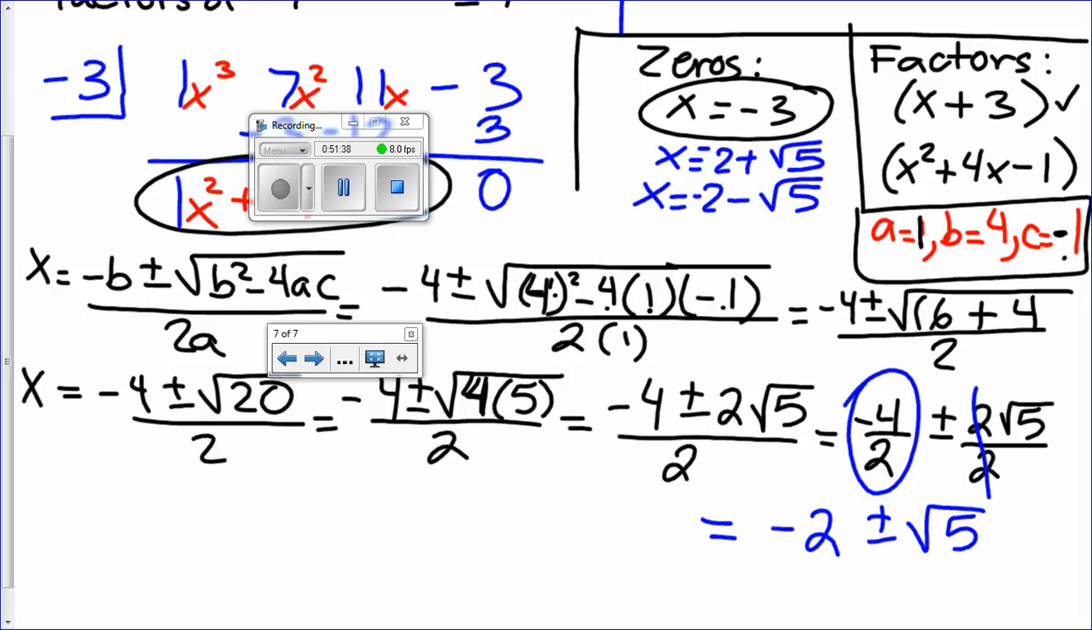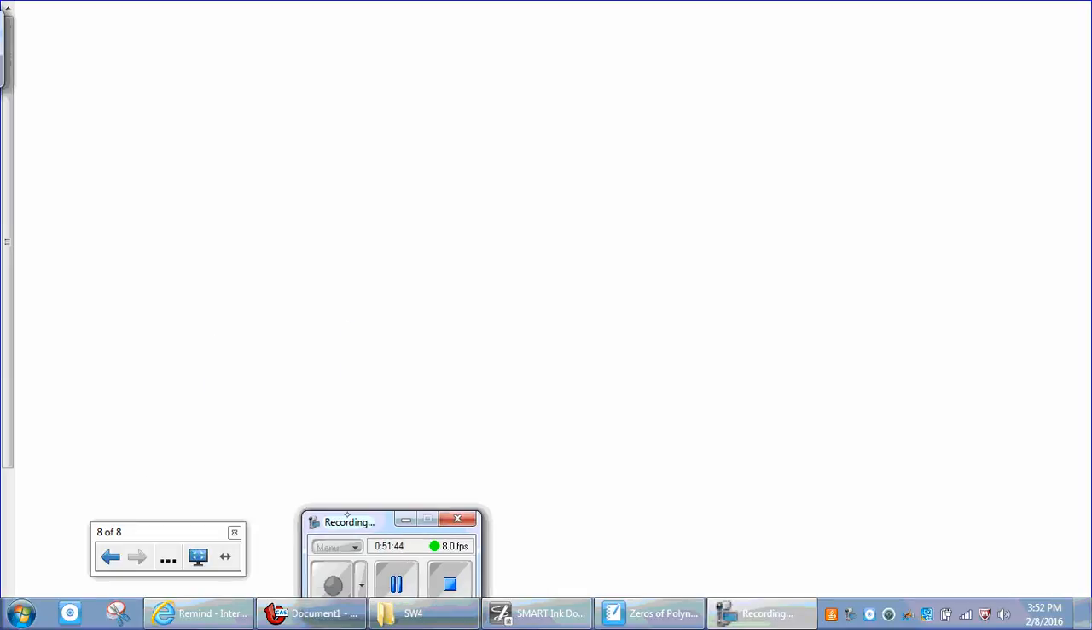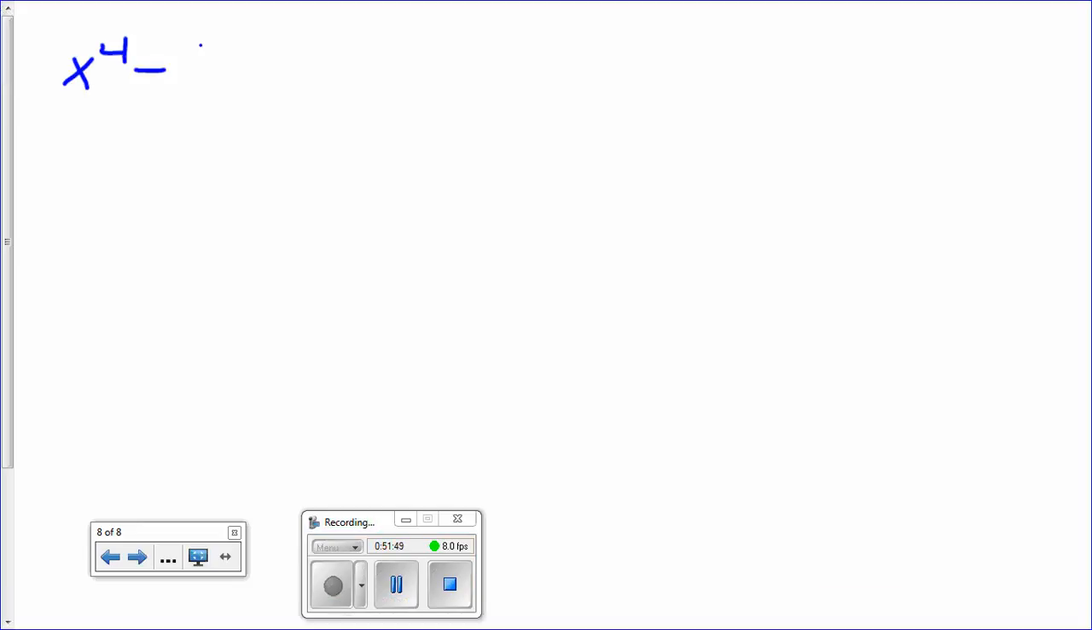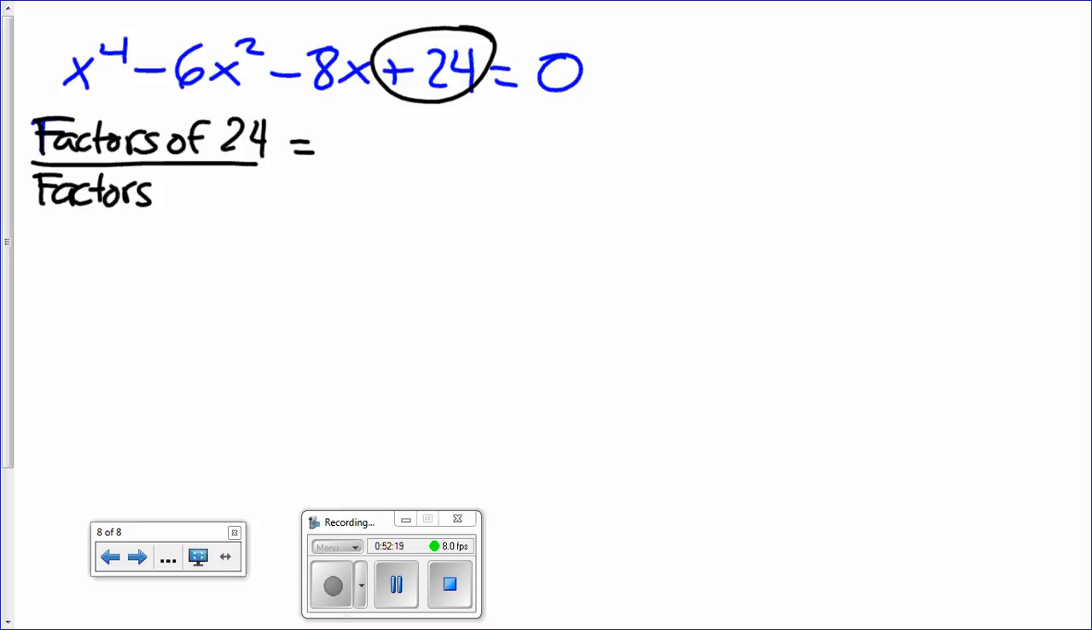Okay, now we're going to do one more. And the polynomial is x to the power 4 minus 6x squared minus 8x plus 24 is equal to 0. Now, you guys might be thinking already that this 24, we need to get the factors of 24. And 24 just happens to have so many factors. Can you guys start thinking about all of those numbers?